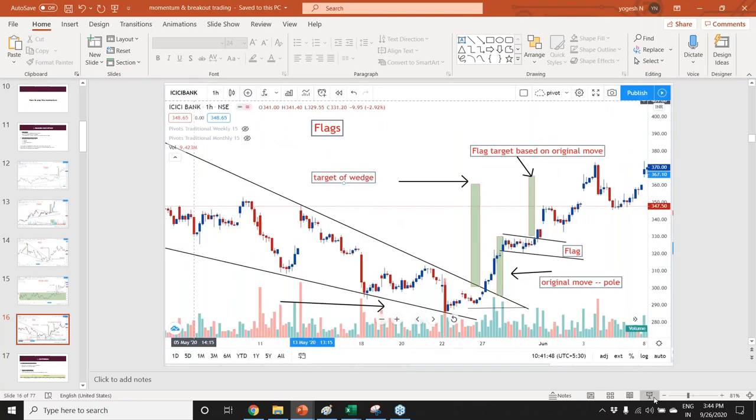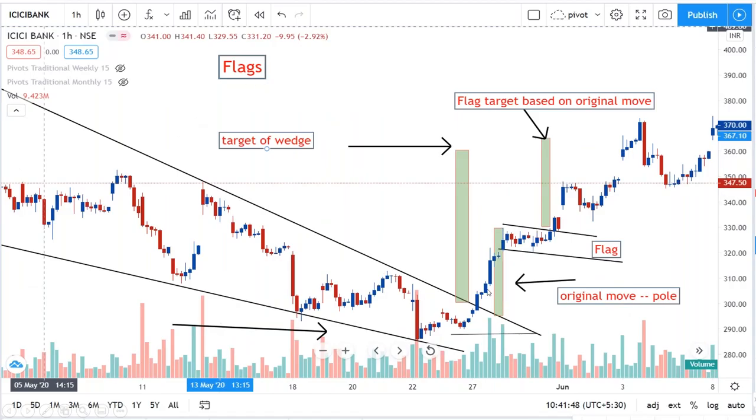Now as you can see here, first there was a wedge breakout, the stock went sideways, and we can spot another bullish pattern, correct? So now we know even the target of the wedge is here, and this second pattern's target is also close by, so there is a higher probability this stock can go till the 360 level. So that's why it's important to know these patterns.